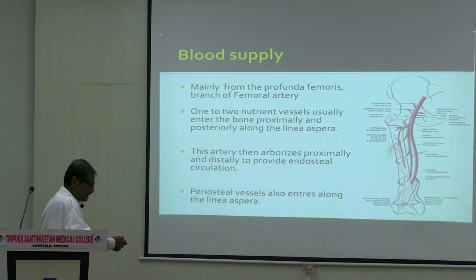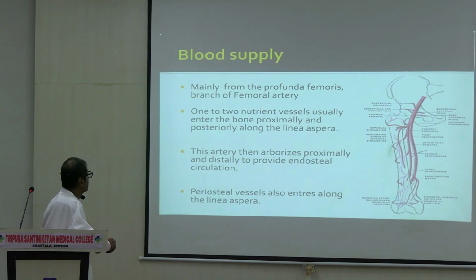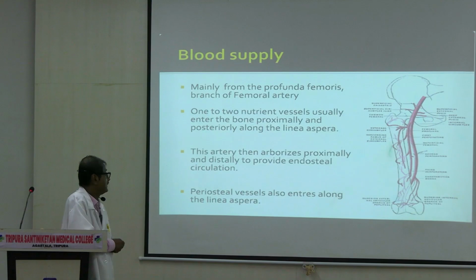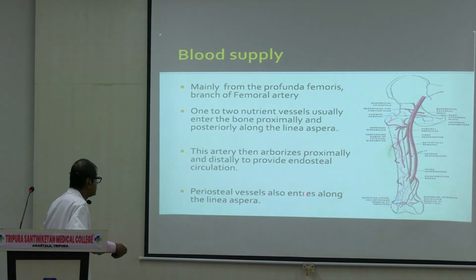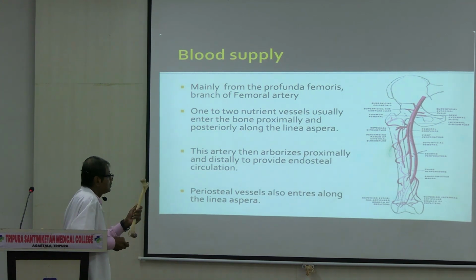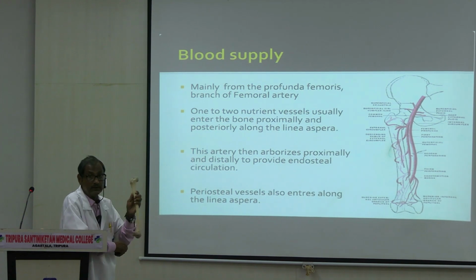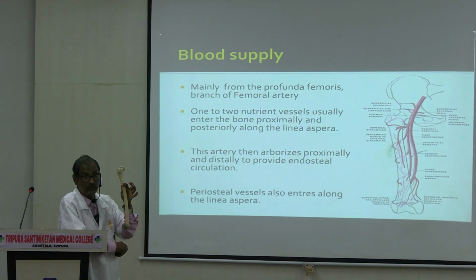This is supplied by the profunda femoris artery, a branch of the femoral artery. The nutrient vessel also enters posteriorly along the diaphysis. There are also some perforating arteries. Periosteal vessels also enter along the diaphysis. The periosteum has two layers: one is the fibrous layer, which is outside.